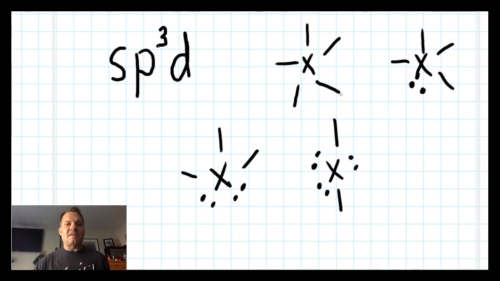When we have an sp3d hybrid, that means 5 regions of density. So I've created 4 different Lewis structures. Here we have 5 bonds, 4 bonds and an unshared pair, 3 bonds and 2 unshared pairs, 2 bonds and 3 unshared pairs. So those are all possibilities for having a central hybridization of sp3d. Let's take a look at those shapes.